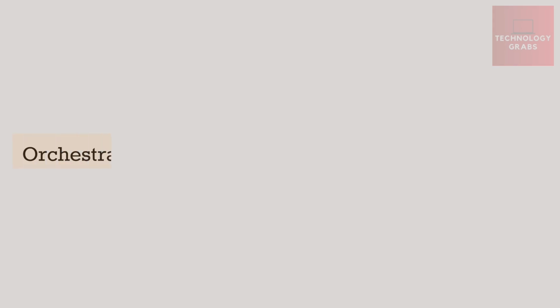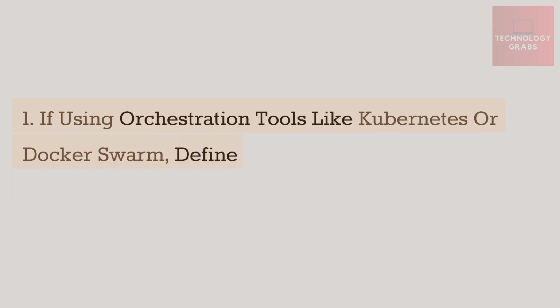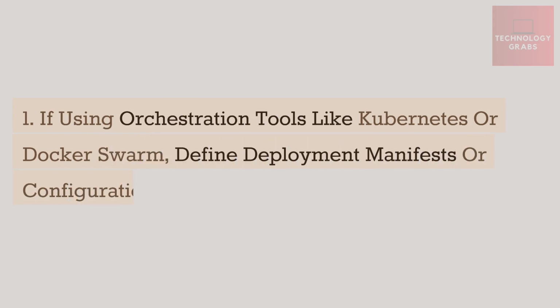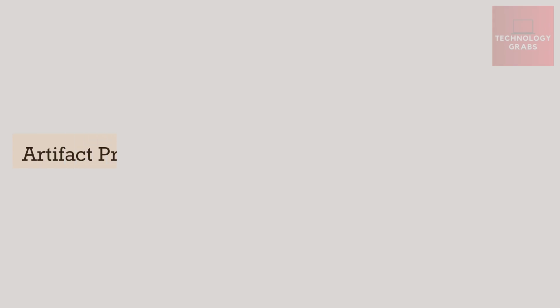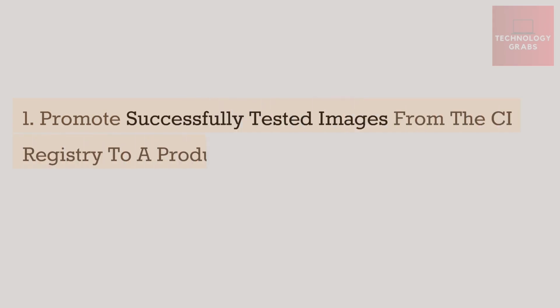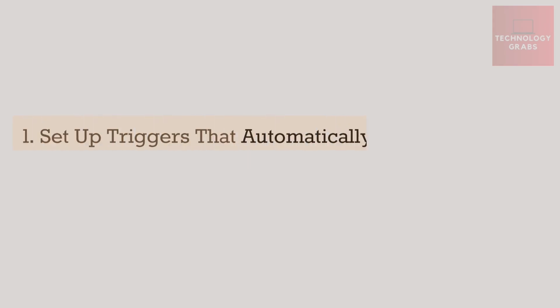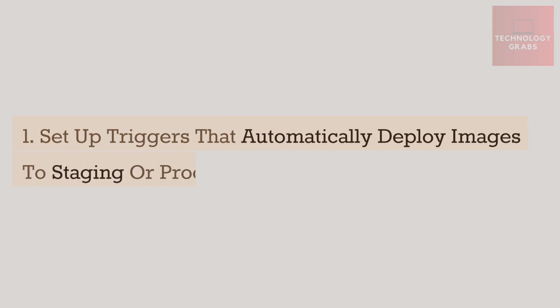Orchestration. 1. If using orchestration tools like Kubernetes or Docker Swarm, define deployment manifests or configurations. Artifact promotion. 1. Promote successfully tested images from the CI registry to a production registry or a staging environment. Automated deployment. 1. Set up triggers that automatically deploy images to staging or production upon successful CI tests. Benefits.